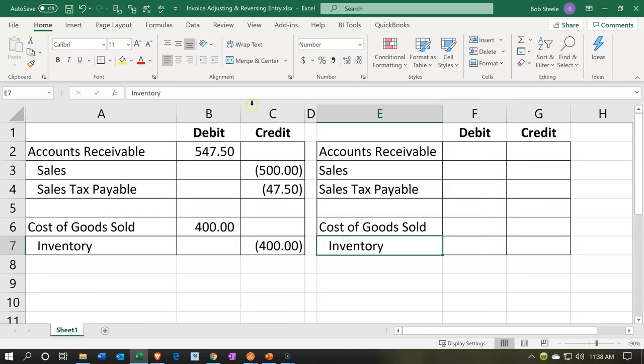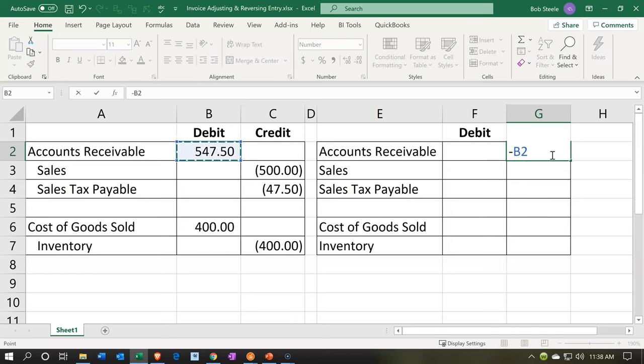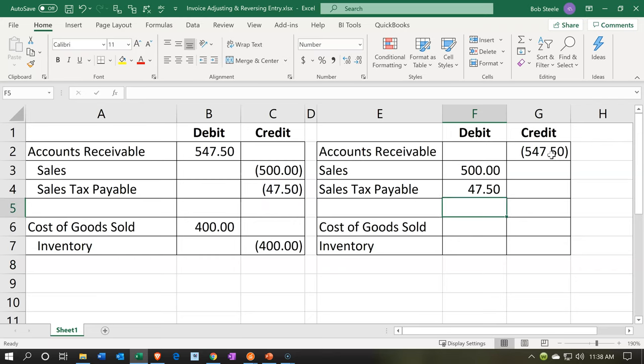Now, rather than reshuffling these accounts to try to put the debits on top, I'm just going to do the exact opposite of what's over there. This is going to be a credit now instead of a debit of that number. Then we're going to debit instead of crediting this number, and debit instead of crediting this number. Then we're going to credit instead of debiting this number, and debit instead of credit this number. So we just did the exact opposite.